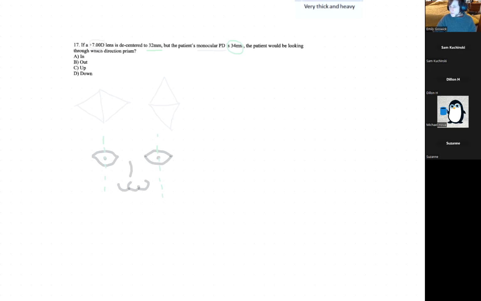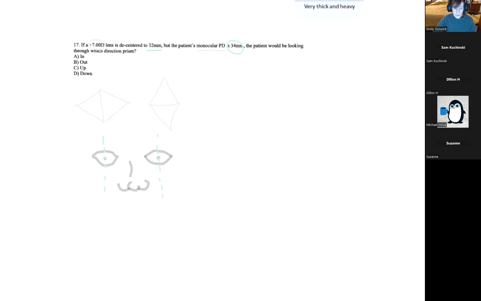Okay, I actually drew both eyes, and I totally didn't need to. Now that I think about it, we're really only working with one eye because obviously this is not a binocular PD here. That would be really, really tiny. So it's just one eye. I really didn't need to do both, but we have it anyway.